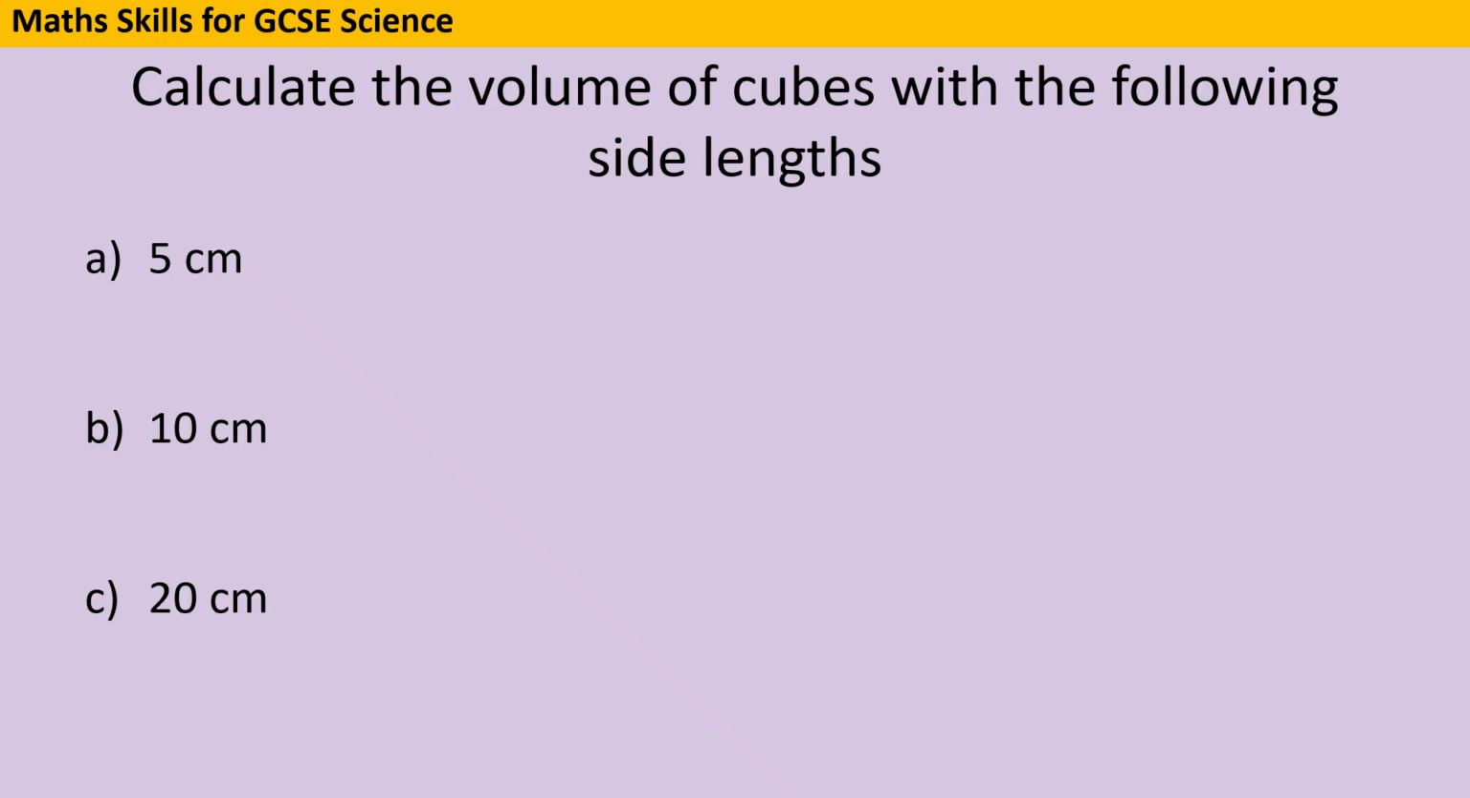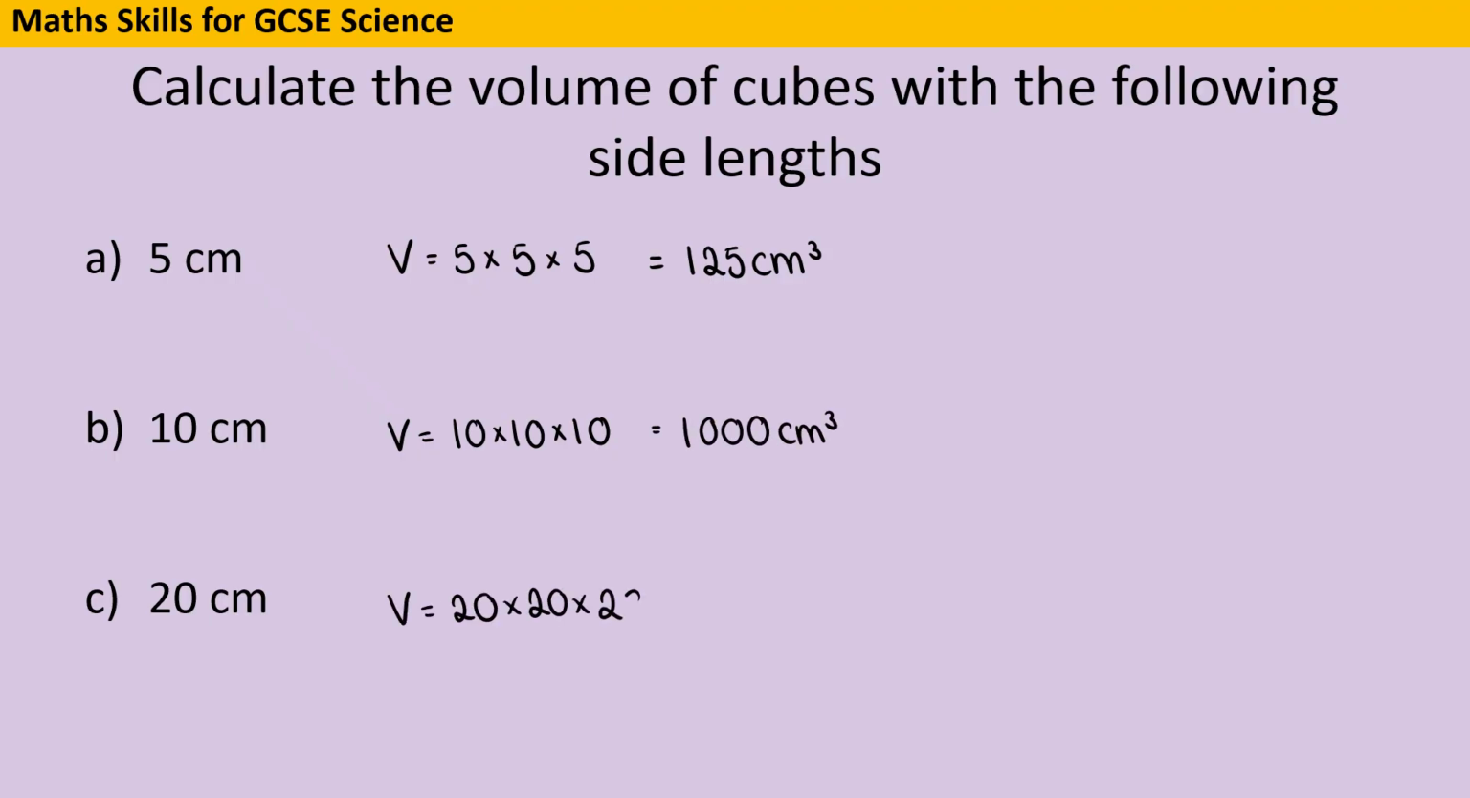So again, pause the video and make sure you're confident calculating the volume of each of these cubes. A cube with a side length of 5 centimetres is going to have a total volume of 5 times 5 times 5, which is 125 centimetres cubed. Then if the side length is 10, then the total volume is going to be 1000 centimetres cubed, and if the side length is 20, then the total volume is going to be 8000 centimetres cubed.